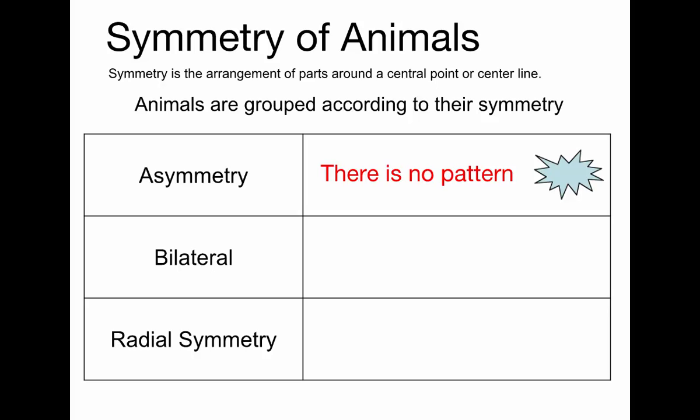Then there is bilateral symmetry. What does the prefix bi mean? Two. Bi means two. Lateral means side, so this is two sides. An organism has bilateral symmetry if it's a mirror image on each half. You can draw a line and split it into two equal halves. That's bilateral symmetry.